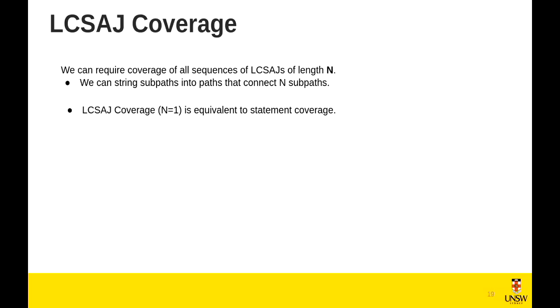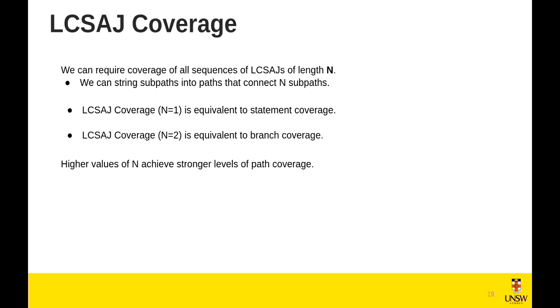For example, if we set n to 1, which means that we are not connecting these segments together, that will give us statement coverage. And if we set it to be 2, it will give us branch coverage because we are connecting two segments together. If they have overlapping nodes, we can connect them together. Then we can build branch coverage.